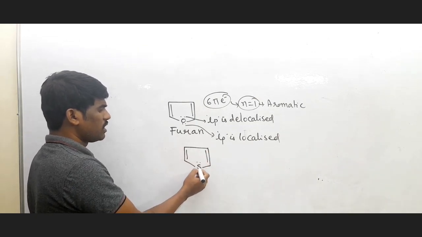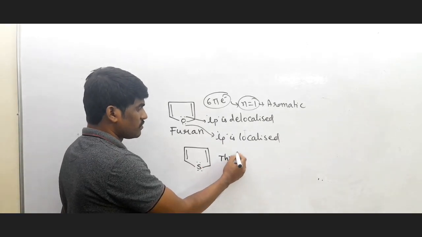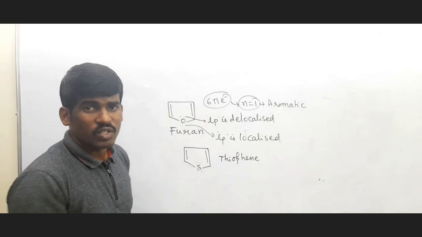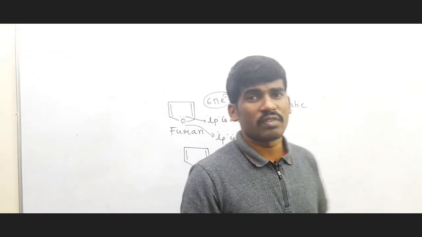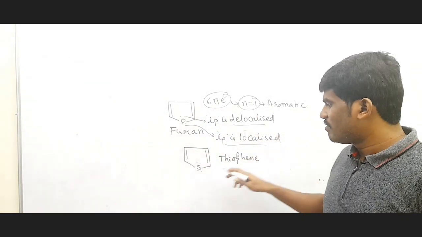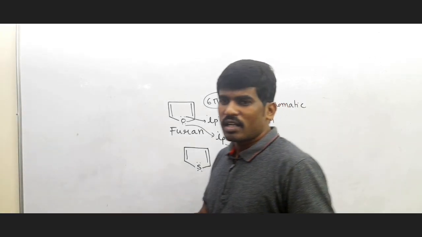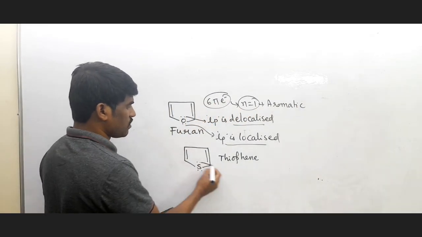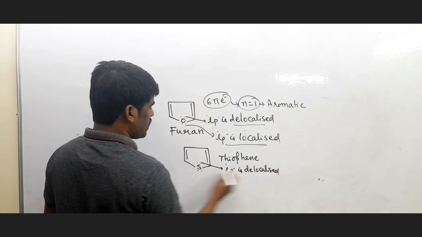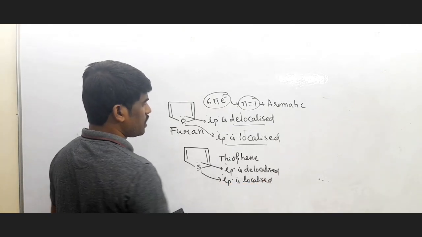I am going to take one more example of a heterocyclic compound in which sulfur is the heteroatom. This is thiophene. In the same way as furan, where oxygen has 2 lone pairs of electrons, one oxygen lone pair is delocalized and the other oxygen lone pair is localized. Here also, this lone pair is delocalized and the other lone pair is localized. One lone pair is delocalized in the sense that it is involved in conjugation, whereas the other lone pair is localized.